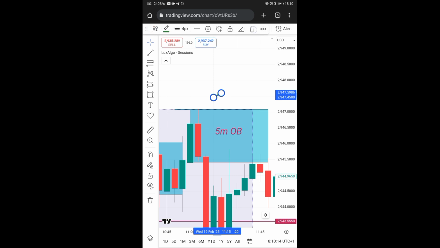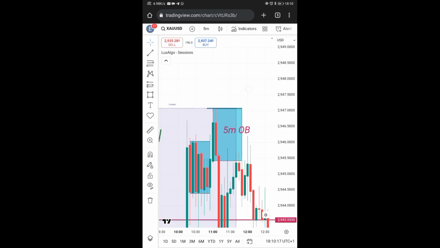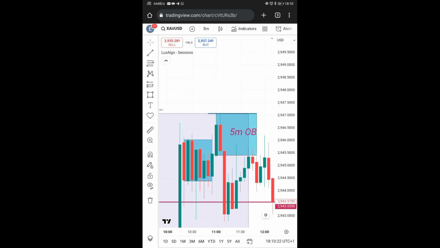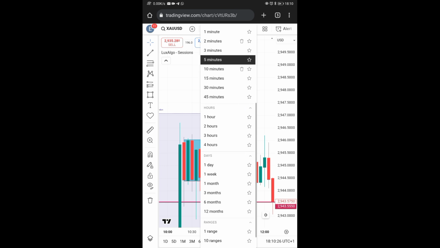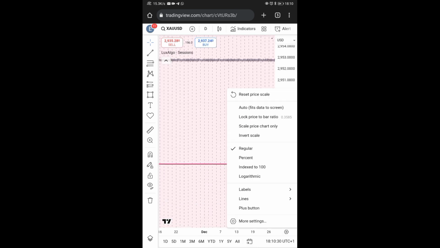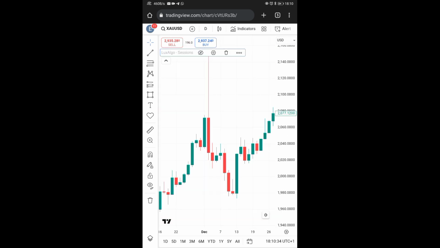So let me move to another day. On my last day, I'll show you how we can do that together. So let's go to another day. Now we just moved to our daily time frame again for us to select our candle.